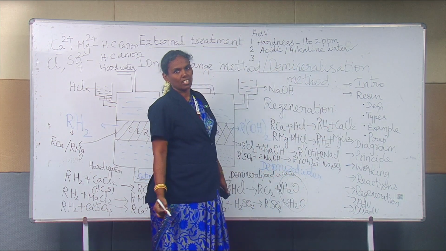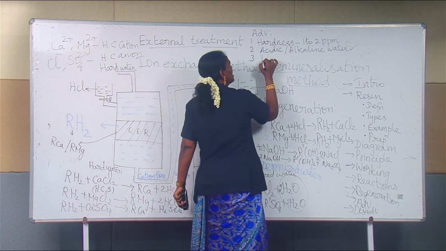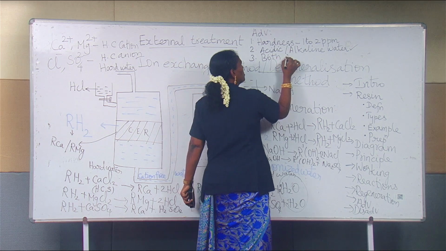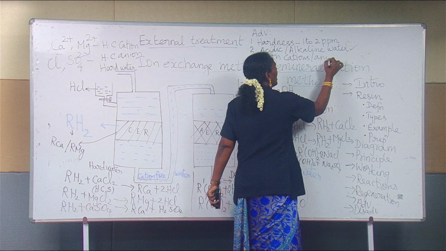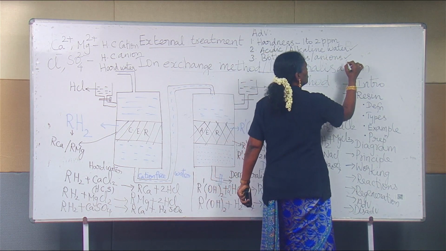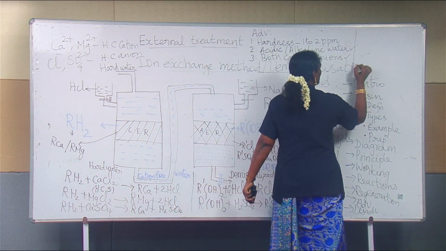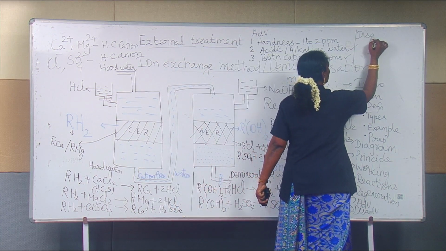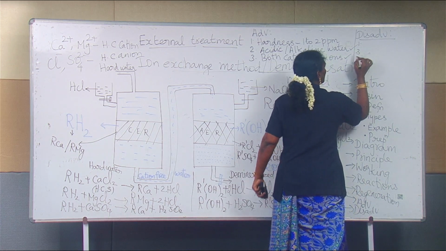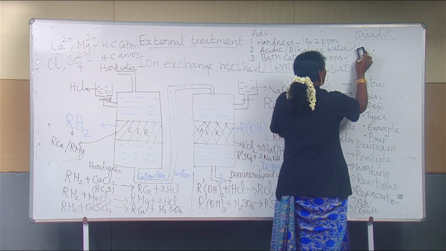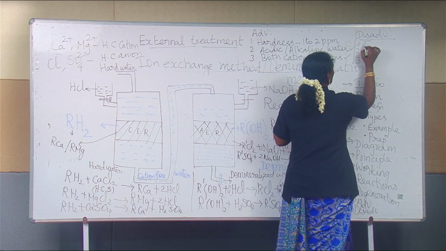Is it clear? Then the next one is both the cations and anions are removed. We are removing them. Similarly, disadvantages, we can write 3 points. First one is that this method is expensive.